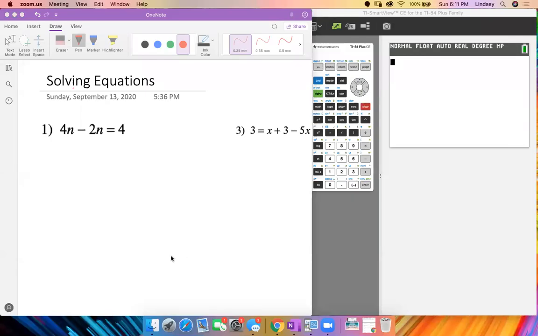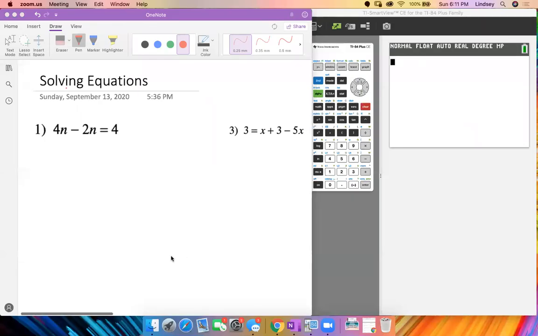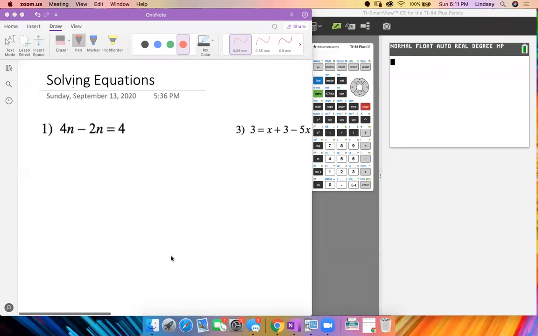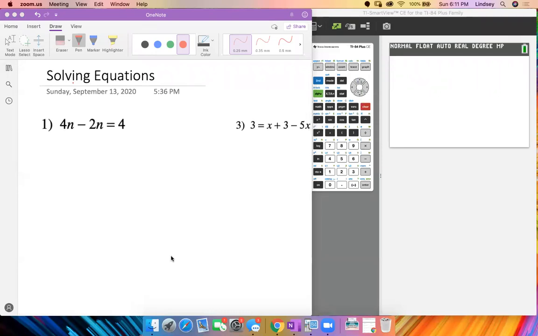All right, so now we're going to work on solving equations. I have 4 that I'm going to work with you, and then I have 3 for you to practice on your own, okay? So they're just going to get increasingly harder, so just bear with me. So this is our first one. Go ahead and write it down. You are working these out on a sheet of paper.